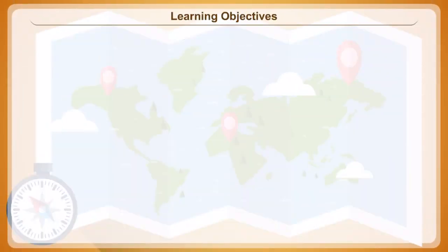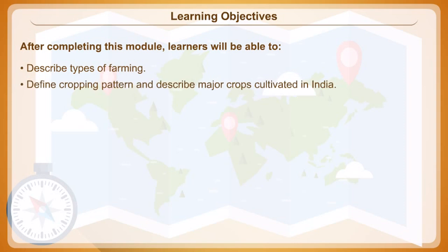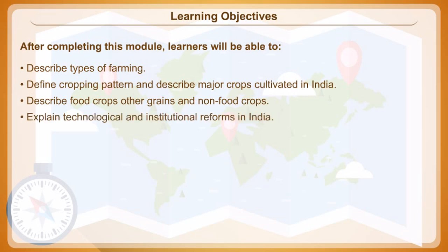Learning objectives. After completing this module, learners will be able to describe types of farming, define cropping pattern, and describe major crops cultivated in India, describe food crops, other grains and non-food crops, explain technological and institutional reforms in India, define food security.